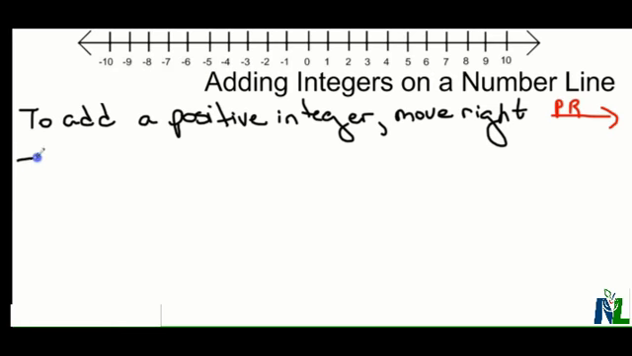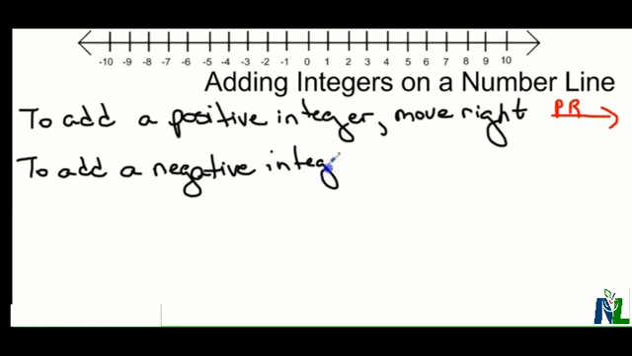To add a negative integer, we have to move left on our number line. And again, I always think about this as NL, as in Newfoundland. To add a negative, we move left on our number line.